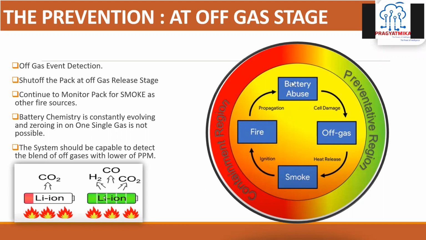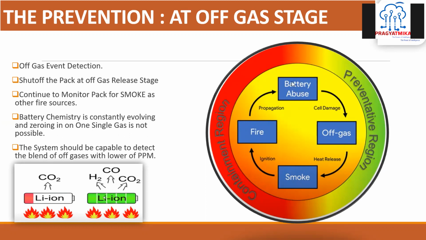So it is a 2-step process that we do. Now, the problem with the gas detection mechanism is that the battery chemistries are different, and they are constantly evolving. So the ratios of the production of the gases, the different types of gases, all these are different. So it becomes very difficult for the system designer to do a standard monitoring process.